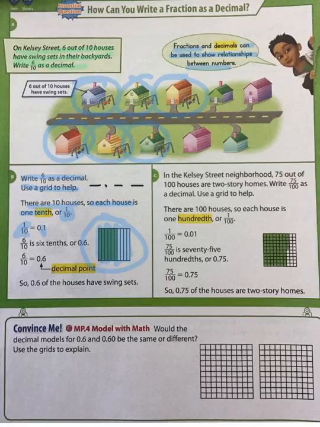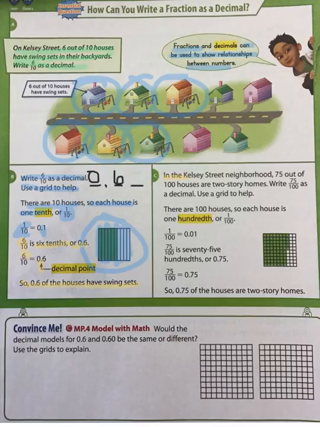So if we have 6/10, we have 0 in our ones place, and we have 6 in our tenths place. Therefore, 6/10 is 0.6. We have our decimal point right here. So 6/10 of the houses have swing sets. Let's look at part C.